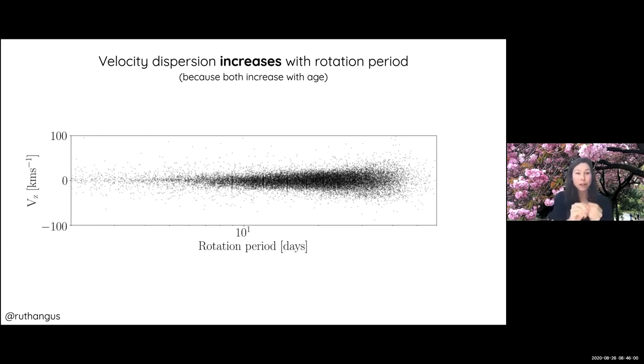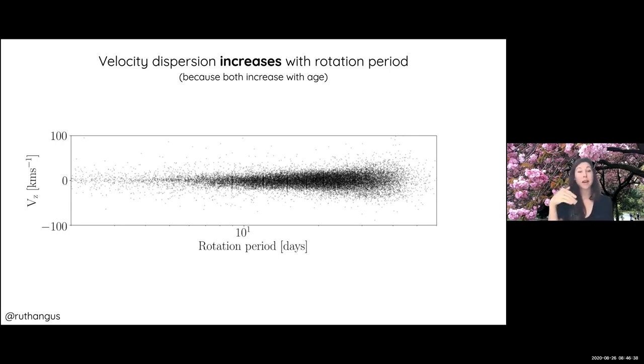And you can see that the velocities fan out with increasing rotation period, and that is because velocity dispersion increases with age and rotation period increases with age. So these two things are correlated as well. And the reason why velocity dispersion increases with age is because of kinematic heating in the disk, orbital heating in the galactic disk. And so we figured, well, one thing that we could do is calculate kinematic ages for stars if we group them together by rotation period.